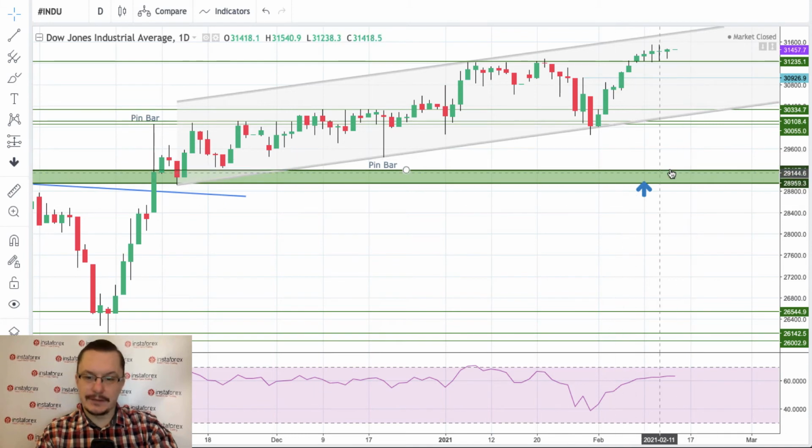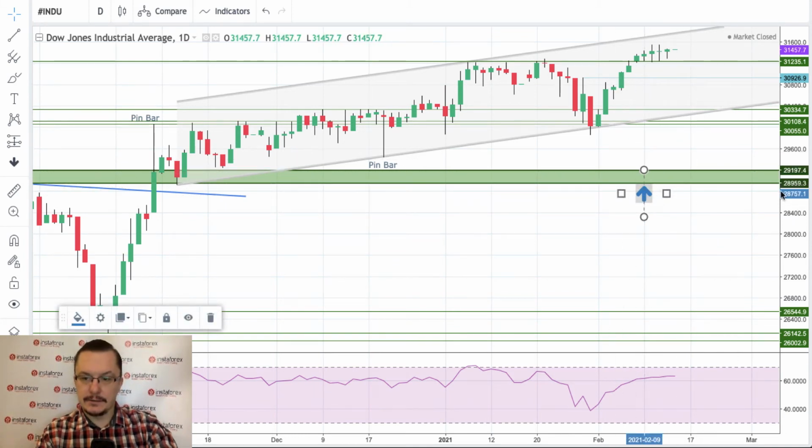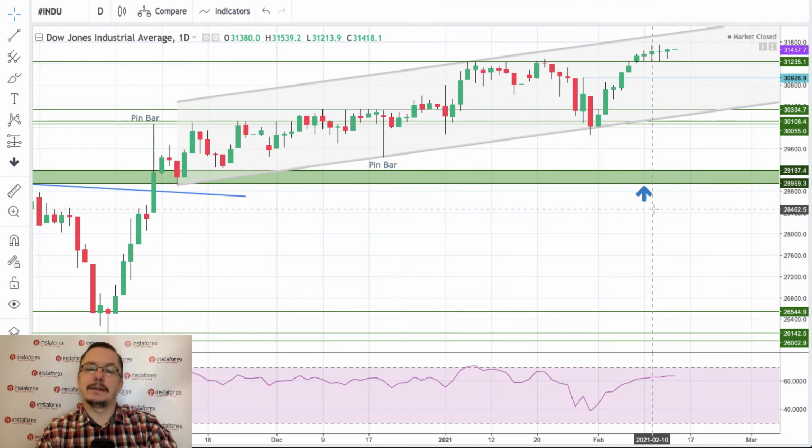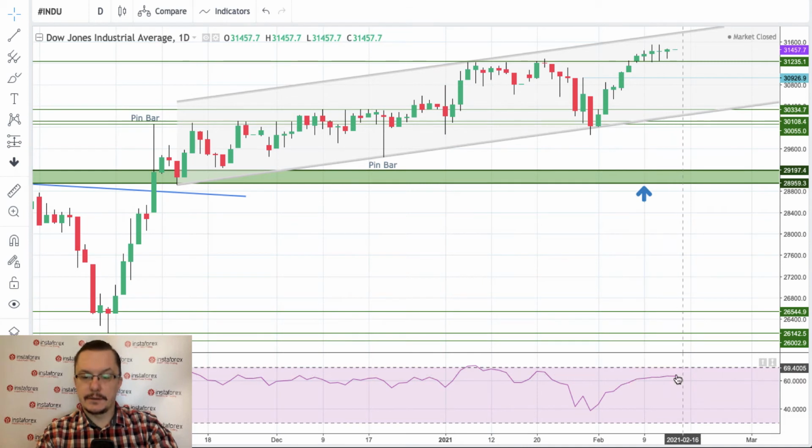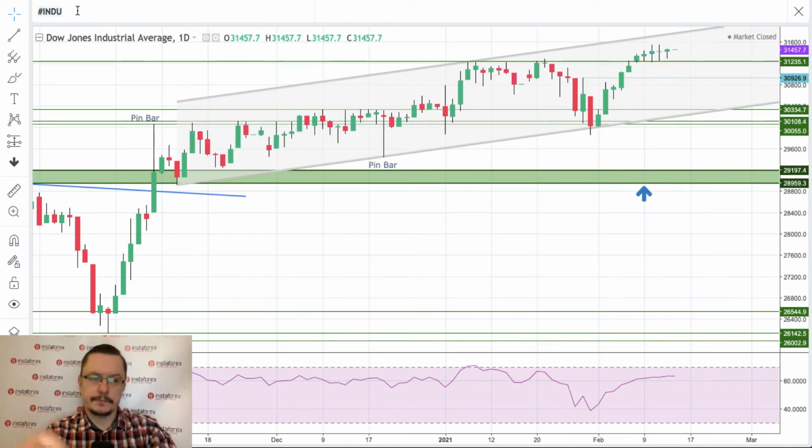The key zone, as you can see, is still 29,959 to 29,197. Only if this key zone is clearly violated, then the long-term trend is terminated. Of course, we are very close to extremely overbought market conditions. The momentum is positive and strong, so again there is no indication of any sort of trend termination.